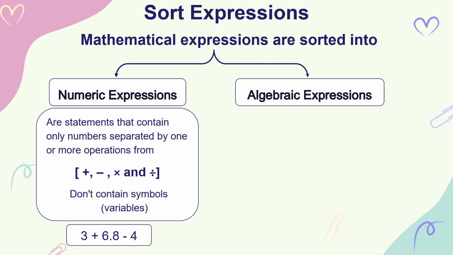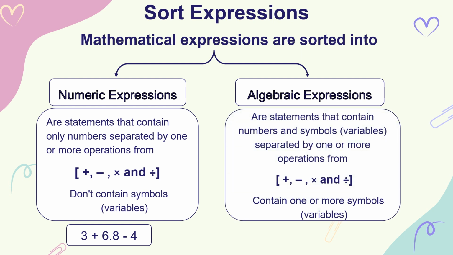And algebraic expressions are statements that contain numbers and symbols or variables separated by one or more operations from plus, minus, times, and divided. They contain one or more symbols, which means variables. Like in this example, we have 2x plus 3y. We have here numbers and variables and the operation.